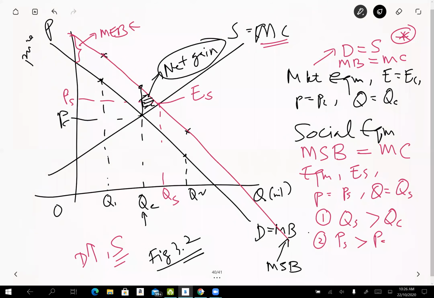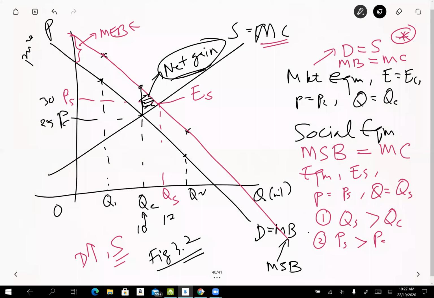And if you look at the example, the competitive equilibrium QC is 10, the QS is 12. The price would be here 25, and the PS is 30. All right. So you can see here, there is an increase in the number of inoculation by 2 million. And of course, the price will go up, because of the external benefit. And that one is easy to see. We can compute also the net gain.